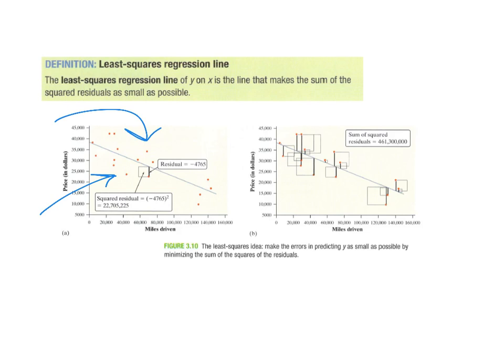So your least squares regression line of y on x is the line that makes the sum of the squared residuals as small as possible. Okay, you can see this here in graphic form, your squared residuals. And so you're trying to make the sum of those as small as possible.